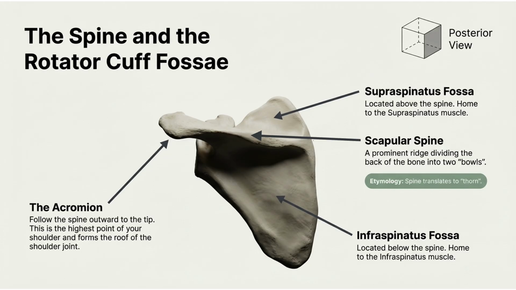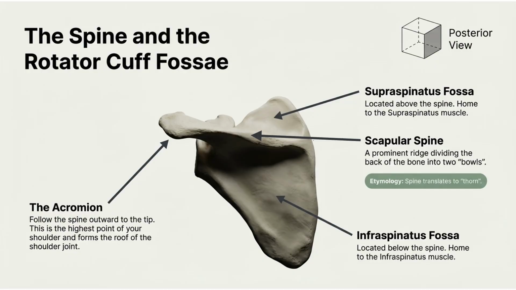2. The spine and the fossae. Now, look at this prominent ridge, the scapular spine. Visual: tilting the model to show the protrusion. The word spine here means thorn. This ridge divides the back of the bone into two bowls, or fossae.